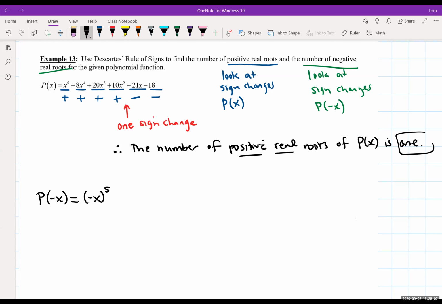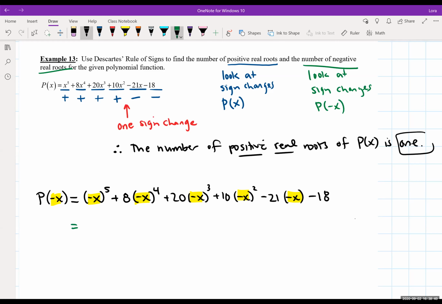So we should have negative x to the 5th plus 8 times negative x to the 4th plus 20 times negative x cubed plus 10 times negative x squared minus 21 times negative x and minus 18. Now, once you plug in negative x everywhere you see x, you will use your concept of understanding, when you have a negative number taken to an odd power, what's the sign of the term. So we'll start off with simplifying this.